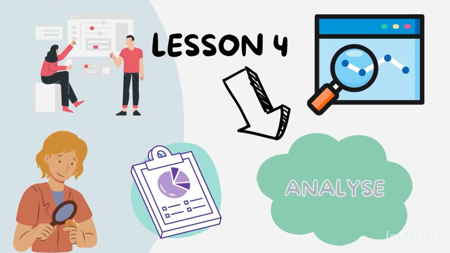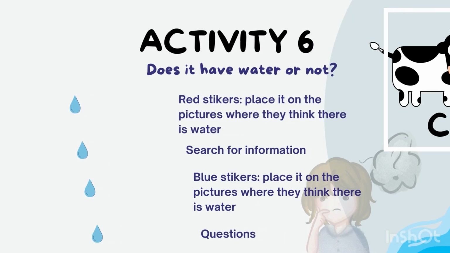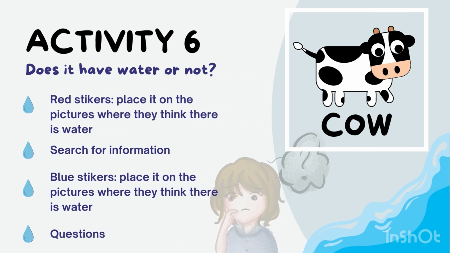Then we have lesson number 4, Analyze. The sixth activity is called "Does it have water or not?" During this activity, the students' previous knowledge will be worked on. They will work on the search for information, and the knowledge they have acquired during the different activities will be tested.